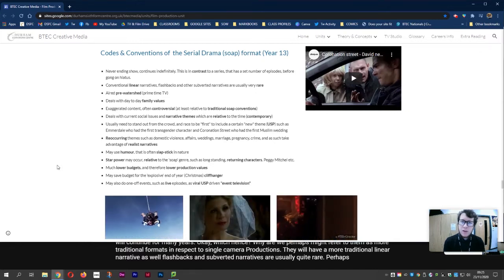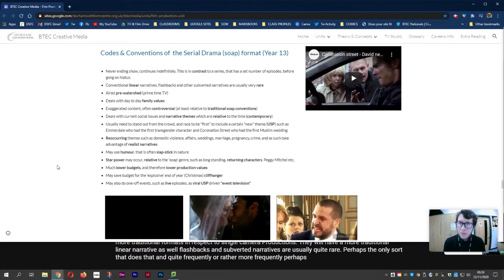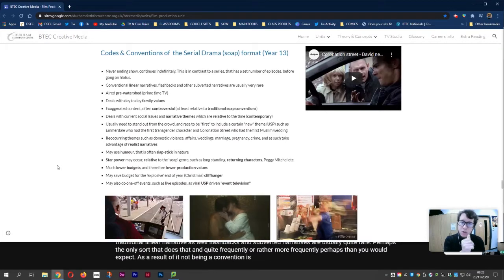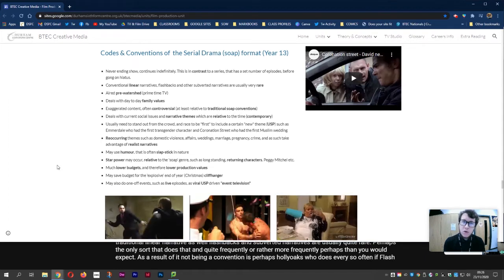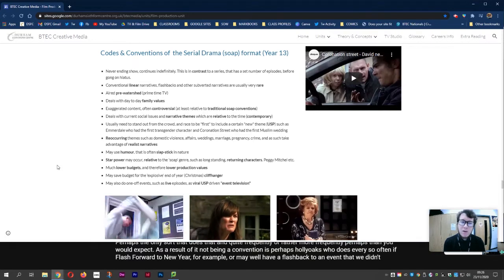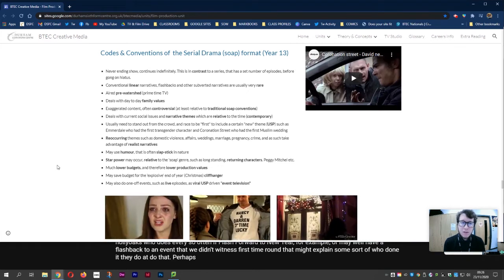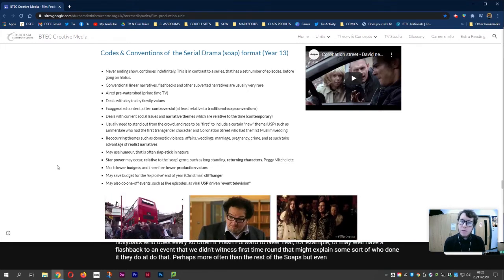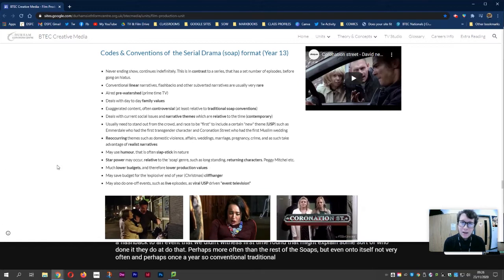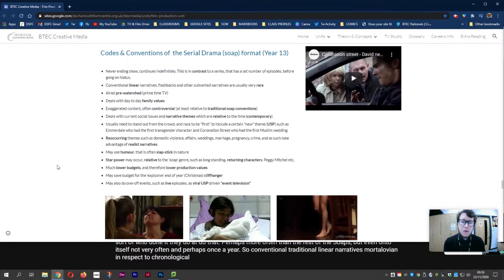Perhaps the only soap that does that rather more frequently than you would expect, as a result of it not being a convention, is Hollyoaks, which every so often does a flash forward to New Year, for example, or a flashback to an event that we didn't witness first time round that might explain some sort of whodunit. They do that more often than the rest of the soaps, but even so, perhaps only once a year. So conventional, traditional, linear narratives, more Todorovian in respect to chronological, rather than subverted flashbacks or flash forwards.